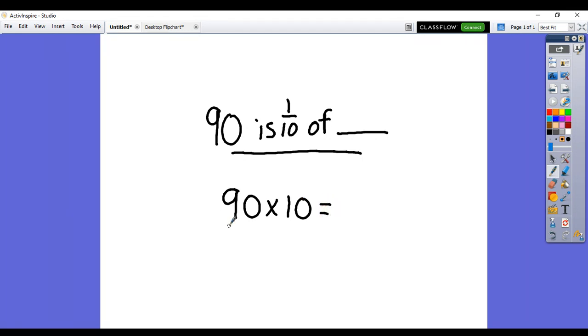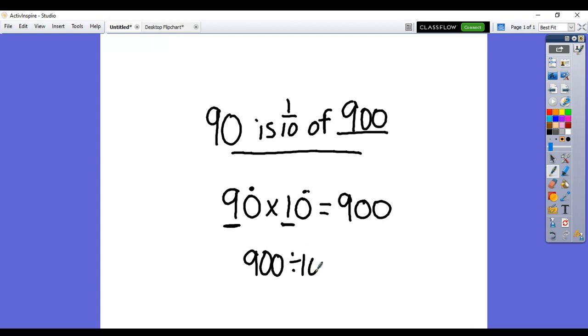So a trick I showed you guys: we underline our digits that aren't zeros. So 9 times 1 gives me 9. And then I add how many zeros I have. I have 1 here and 1 here. So that would give me 2 zeros. So 90 is 1/10 of 900. And that makes sense, right? Because if I did 900 divided by 10, that would give me 90. So 90 is 1/10 of 900.